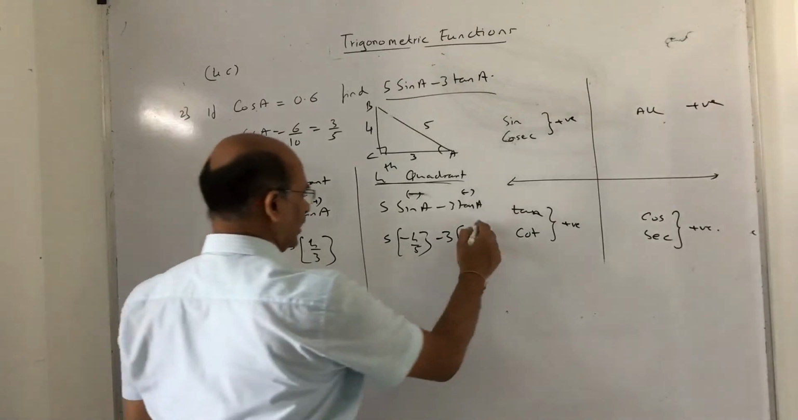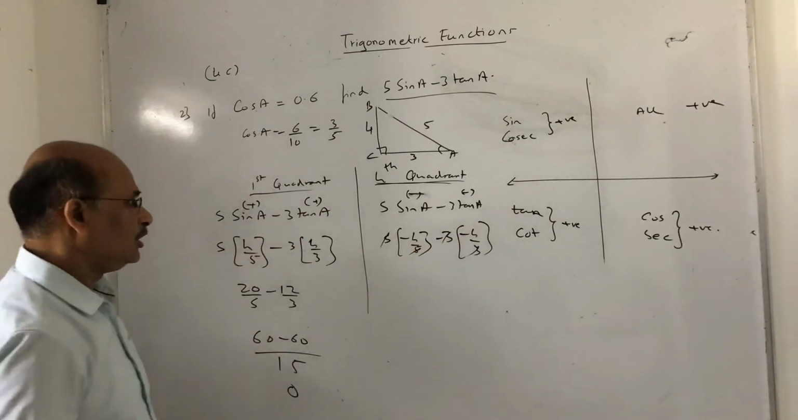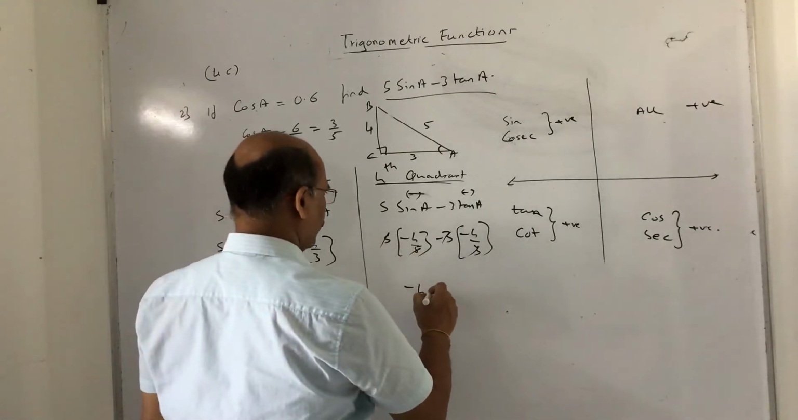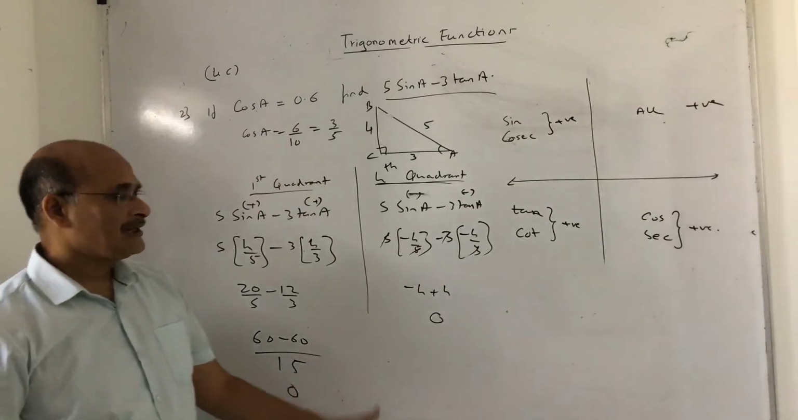Now see what happens over here. So 5, 5, 3, 3 get cancelled. That you can do here also. So what happens over here? Minus 4 plus 4. Oh, this also is 0. So in both cases, the answer is 0.